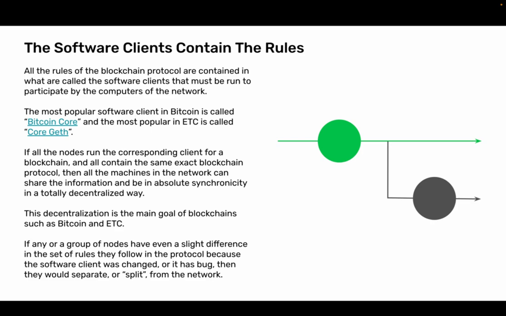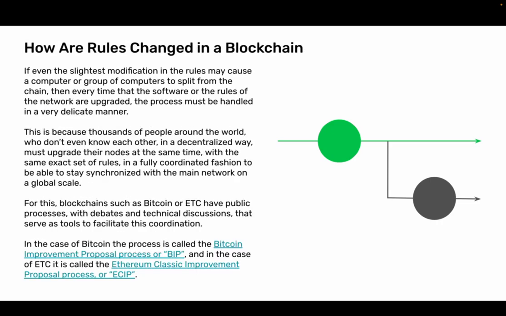If any node or group of nodes have even a slight difference in the set of rules they follow in the protocol because the software client was changed or it has a bug, then they would separate or split from the network.